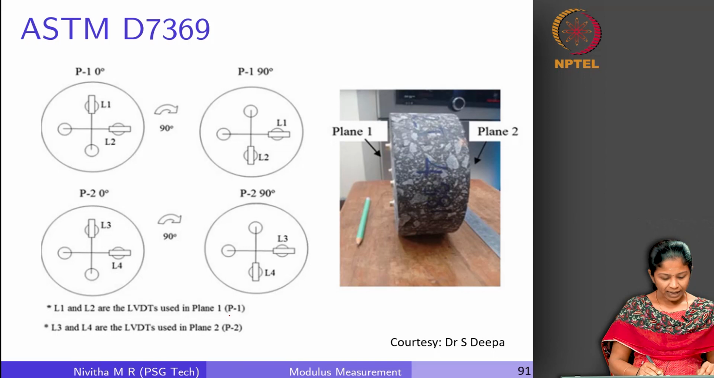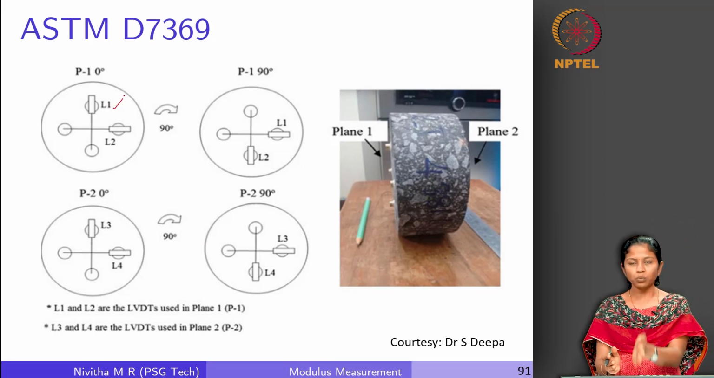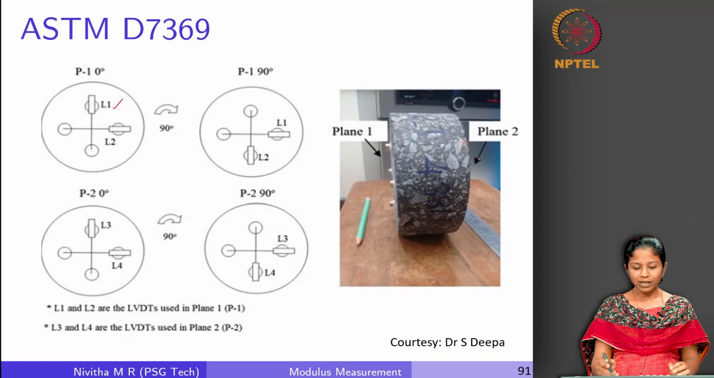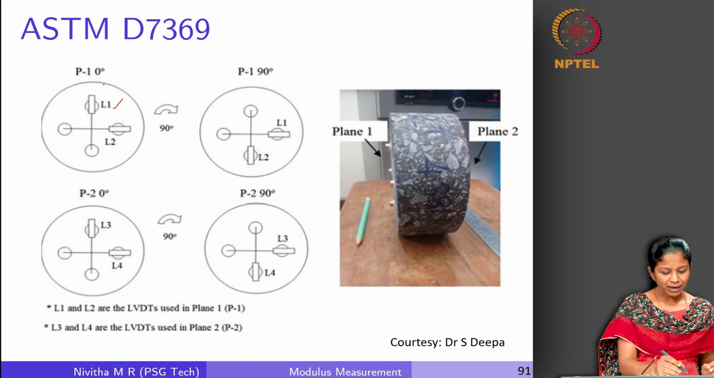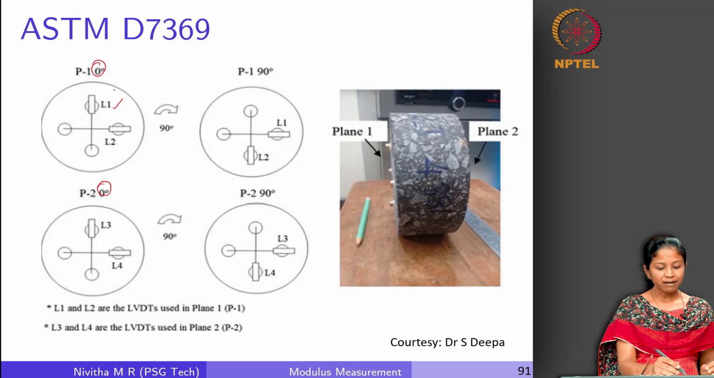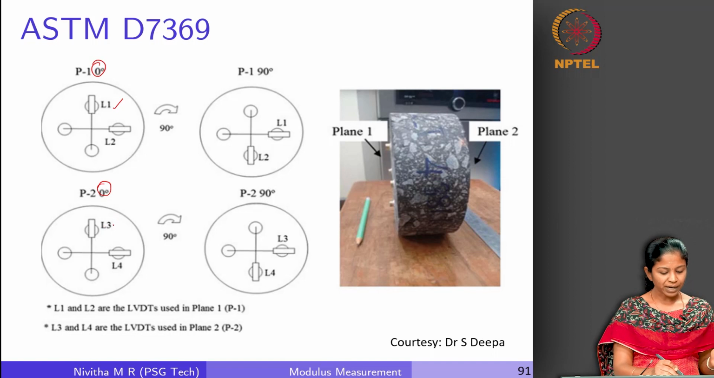Right. So, we have L1 and L2, two LVDTs in plane 1. Plane 1 is nothing but one face of the sample and plane 2 is nothing but the second face of the sample. So, in plane 1 and plane 2, this is in 0-degree position. In plane 1 and plane 2, we have two LVDTs, L1 and L2 on plane 1, this is vertical and horizontal. Again in plane 2, we have two LVDTs, L3 and L4.